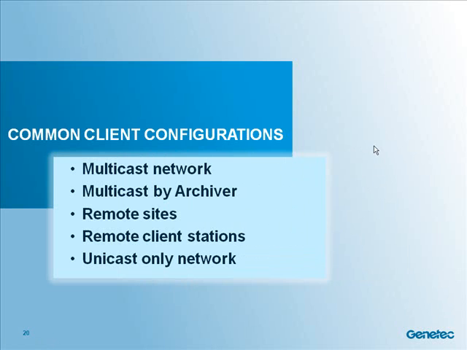The configurations we're going to look into are a full multicast network, which is the ideal and most common configuration. Multicast by archiver, which is the second most common, remote sites, where reverse gateway may come into play, remote client stations, and networks that support unicast-only.